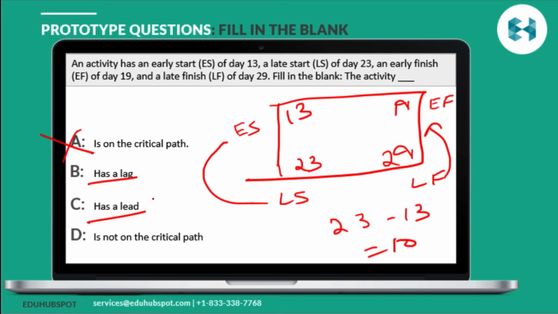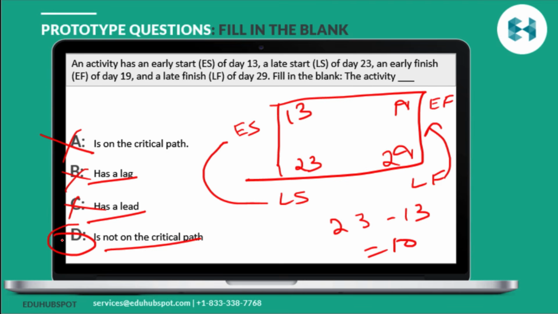You cannot determine that it has a lead or lag. They did not explicitly say that in the question, or there is no indication of that. So B and C are gone as well. The final one is not on the critical path. Absolutely, it's not on the critical path, because 23 minus 13 or 29 minus 19 is not 0. If it had to be on the critical path, it would have been 0. So the correct answer in this particular case is your answer choice D.